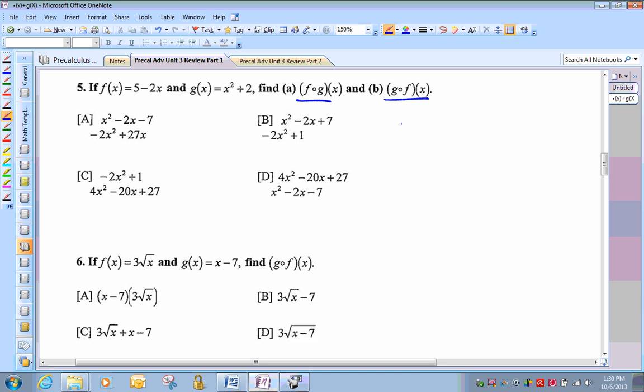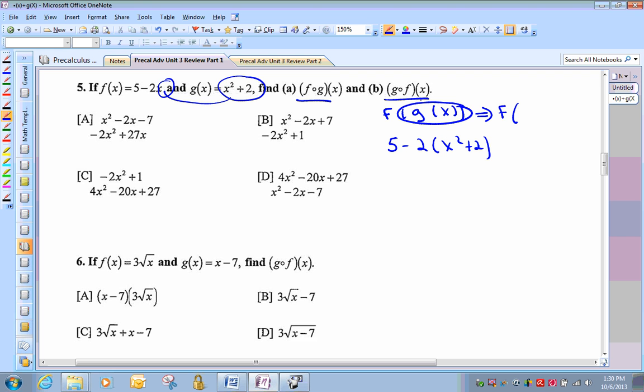So f of g, when you see that, you're going to write as f of g of x. So we're going to take the g of x stuff and plug it in f. So the g of x is x squared plus 2, and we're going to plug it in for the x in the f function. So we're going to have 5 minus 2, and instead of the x, we're going to put all the g information in there. x squared plus 2. If that's confusing, sometimes when I first learned this, I did this. I did f of. Okay, g of x is x squared plus 2. And that made more sense to me. So then I looked at my f function. I thought I have not f of 3, but I have f of x squared plus 2.